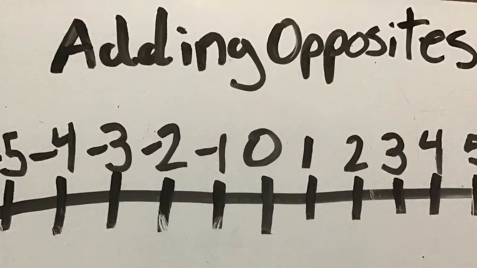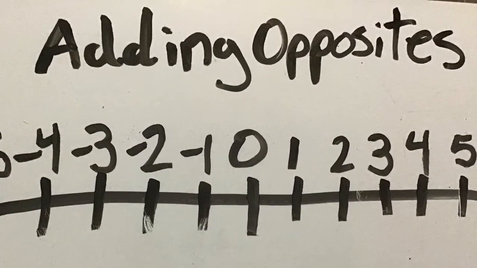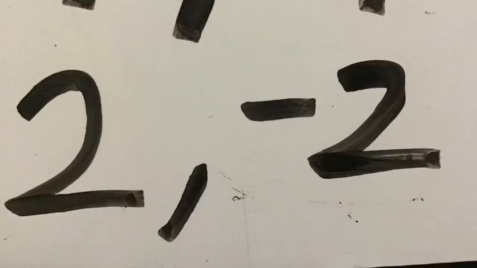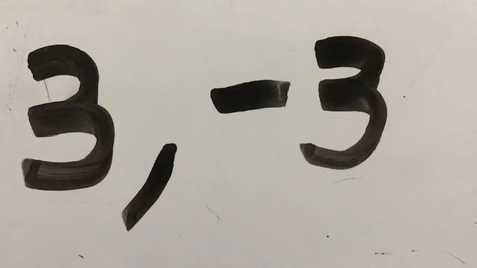First, we're going to add opposites. Opposites are numbers such as 1 and -1, where you have the same number, but one is positive and one is negative. Here are some more examples of negative numbers.